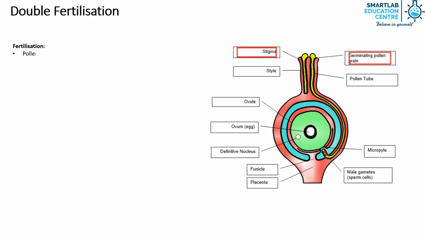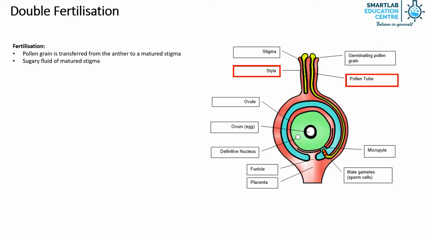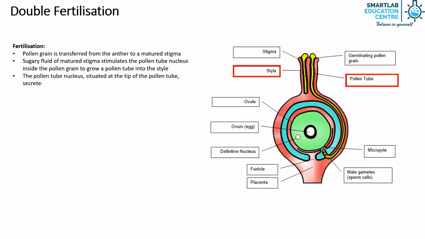The pollen grain is first transferred from the anther to a matured stigma. The sugary fluid of the matured stigma stimulates the pollen tube nucleus inside the pollen grain to grow a pollen tube into the style. The pollen tube nucleus, which is situated at the tip of the pollen tube, secretes enzymes to digest the style and absorb nutrients for the elongation of the pollen tube.